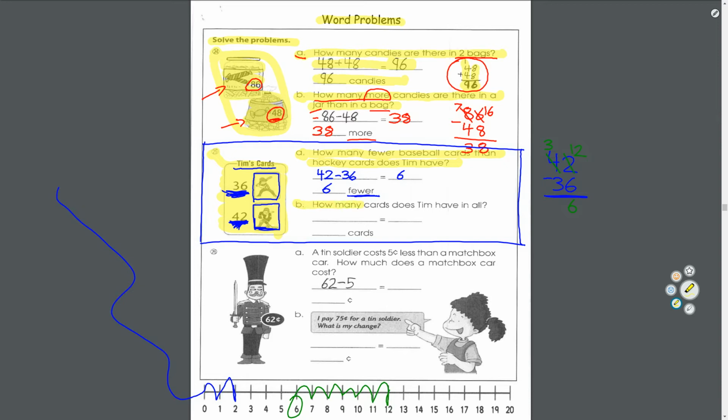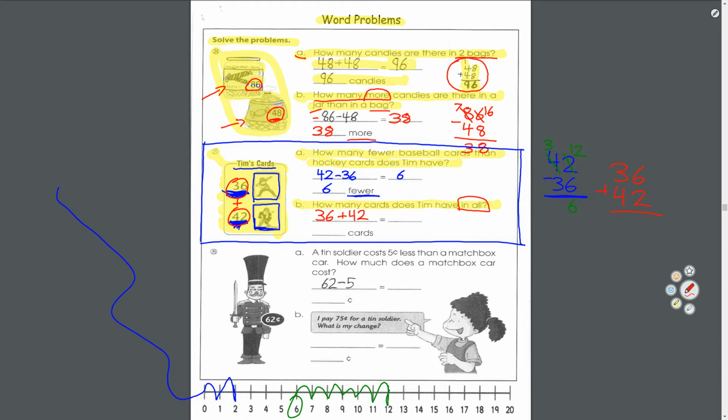B. How many cards does Tim have in all? Okay. In all. So that means we're going to add them together. 36 plus 42. Let's do that right here. And we can write that here. You know what? Let's challenge ourselves. Let's do it sideways.